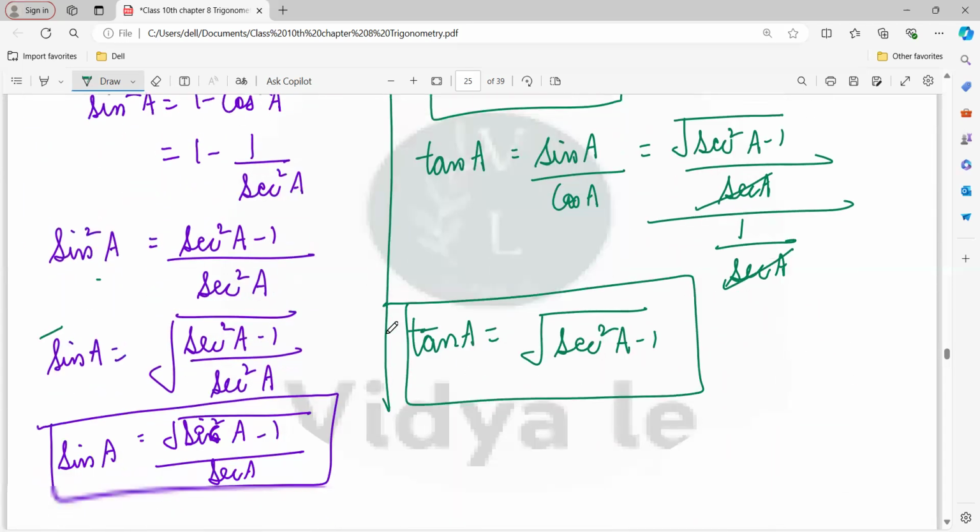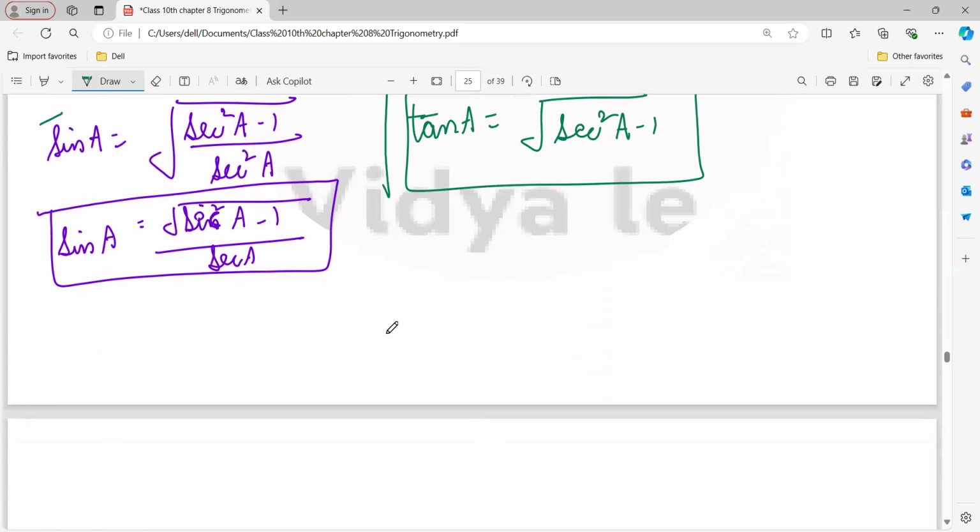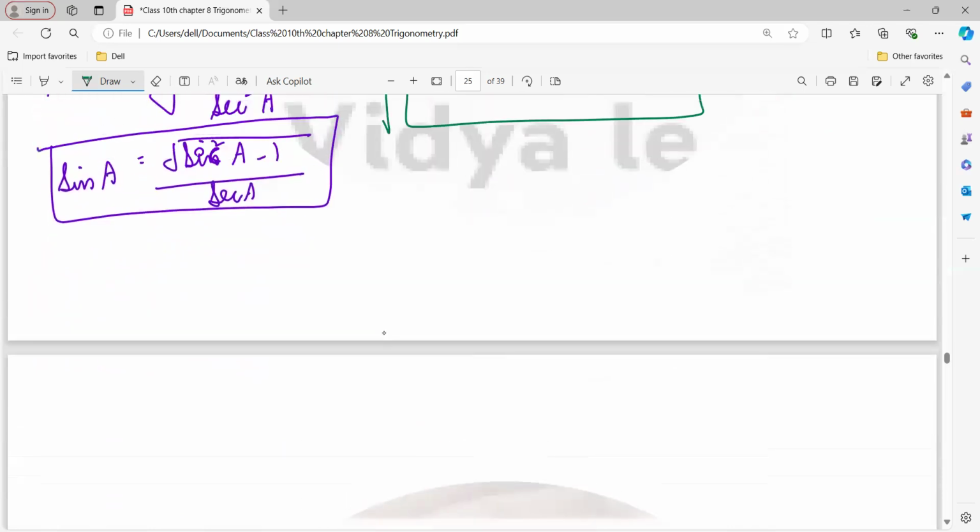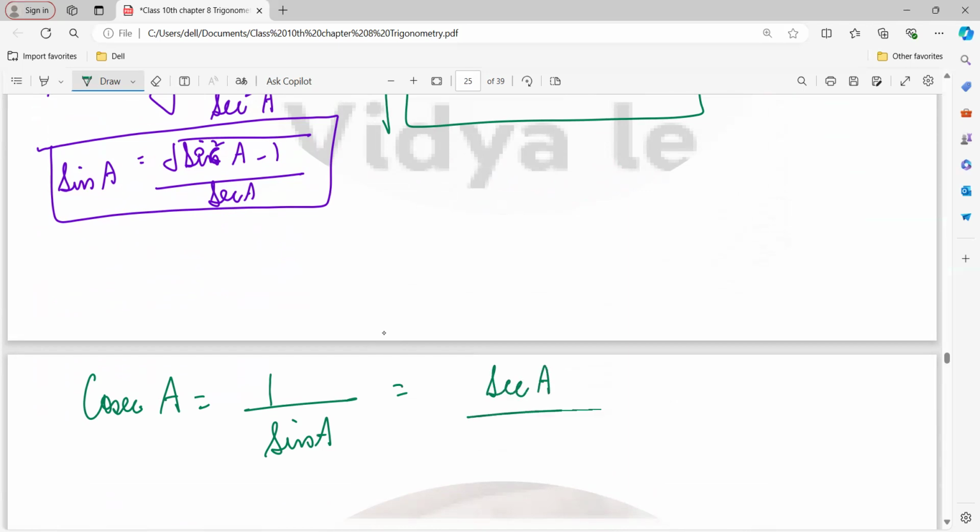Now next we need to find cosecant A. And we know that cosecant and sine are reciprocal to each other. So cosecant A is 1 upon sine A, right? And sine A is square root of secant square A minus 1 upon secant A. So 1 upon sine A will be secant A upon square root of secant square A minus 1. Now, we have the square root in the denominator. So to get rid of the square root, we need to rationalize it.